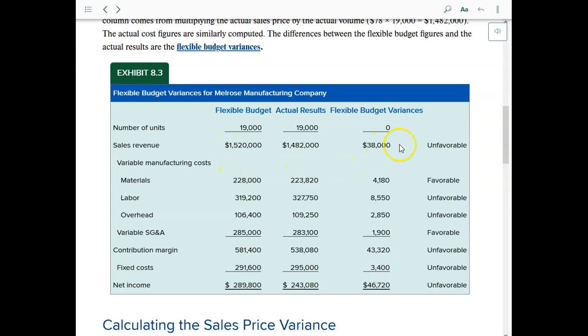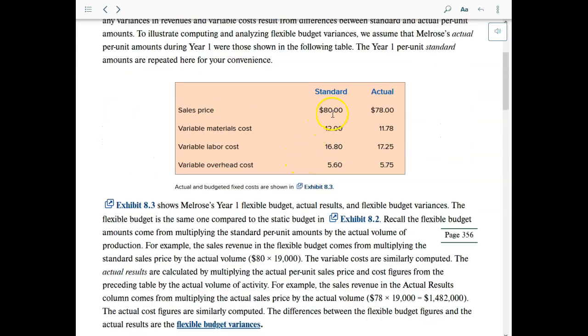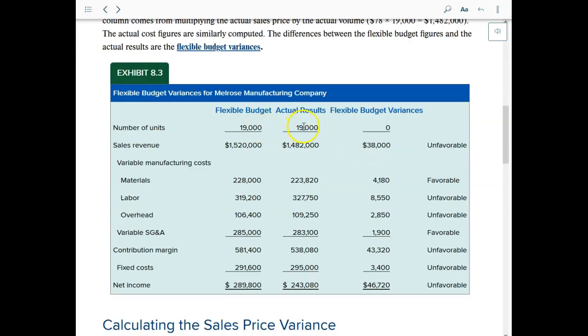Well, you can see that we are $38,000 unfavorable because remember, let me go back up a little bit. Our actual selling price is only $78. We thought we were going to sell it for $80. That's why, with the same number of units, our sales revenue is unfavorable. So based on a budget, let's say a year ago, we thought we were going to sell these for $80 each. We sell 19,000. We should have had revenue of $1,520,000. We actually had revenue of $1,482,000. 19,000 times $78 sales price per unit.